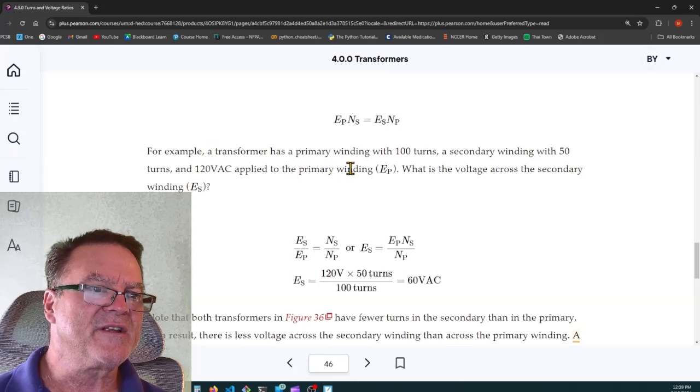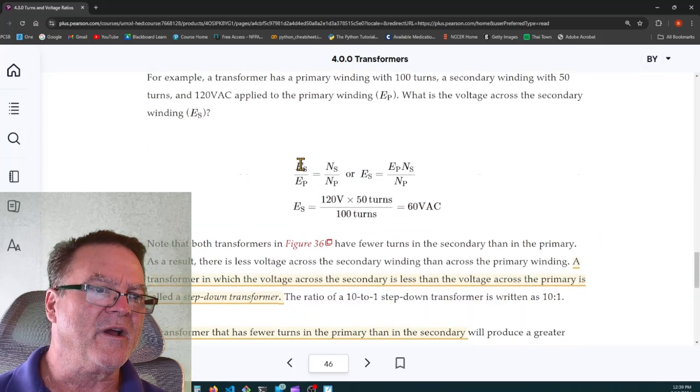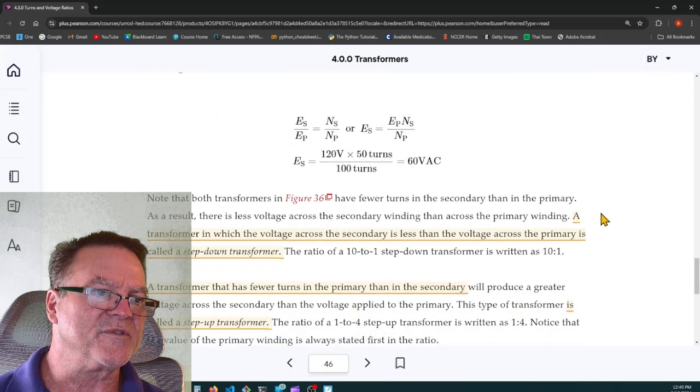So it says, for example, if a transformer has a primary winding with 100 turns, a secondary winding with 50 turns, and 120 volts AC applied to the primary winding, what is the voltage across the secondary winding? So we can just cross multiply. We have the voltage in the secondary over the voltage in the primary equals the number of turns of the secondary divided by the number of turns of the primary. So the secondary voltage equals, if they're diagonal, you multiply them: the primary voltage with the secondary turns divided by the primary turns. And that equals the secondary voltage. They ended up with 60 volts.